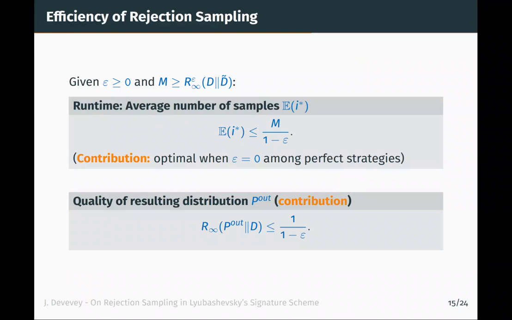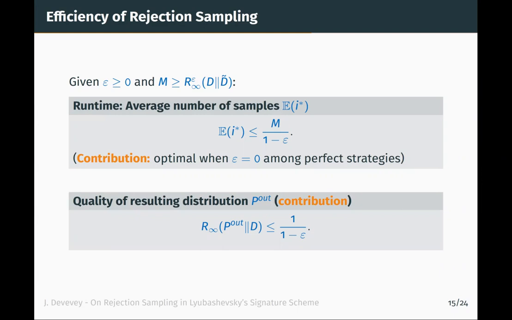So then we studied how efficient this technique is. First we look at the runtime. So we have this computation. Assuming that you are doing things correctly, so you took M big enough, then your average number of samples will be at most M over 1 minus epsilon. And if you focus on the case where epsilon is zero, then this is actually optimal. Even if you were to do different strategies, maybe go back to previous samples or whatever, this would not be faster. We don't really have the same result for non-zero epsilon, but epsilon will typically be 2 to the minus 64. So even if imperfect rejection sampling is not optimal, we don't think it's worth looking for a more optimal strategy.